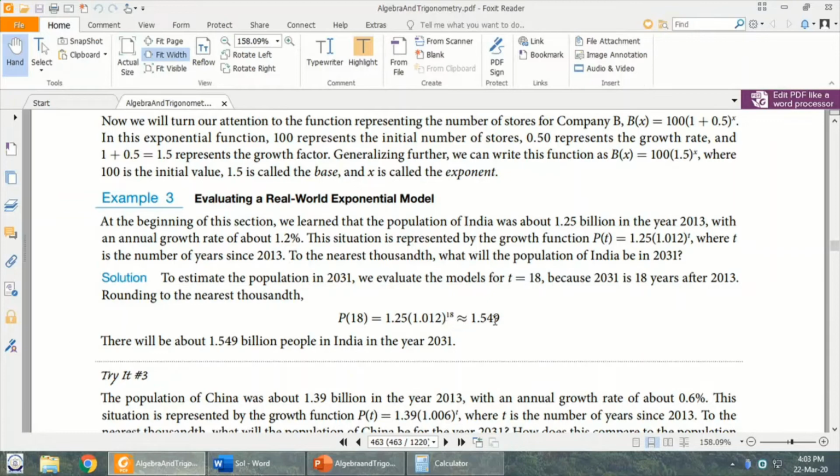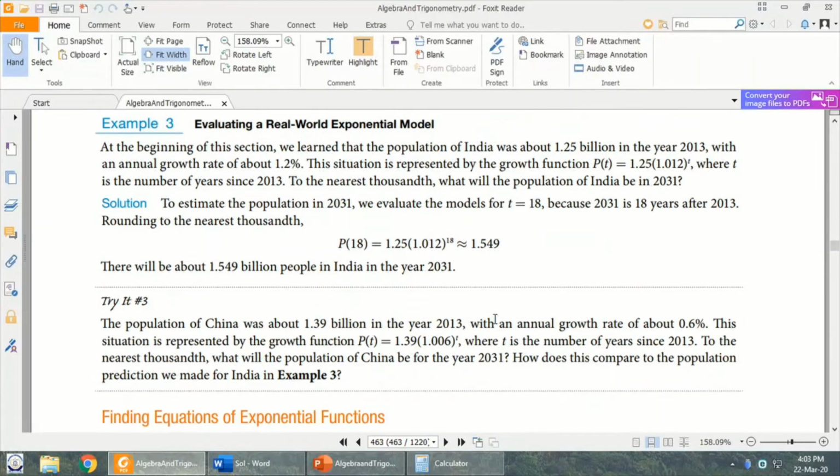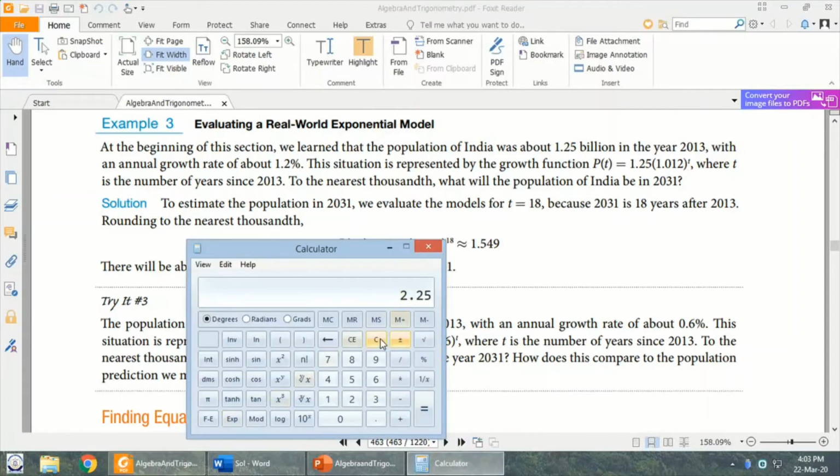And you multiply, this is going to be 1.549. Again, you can experiment with some other base value, and you can see the result. If this is 1.012, again raised to power 18 is a constant value. We have 1.24, let's say.